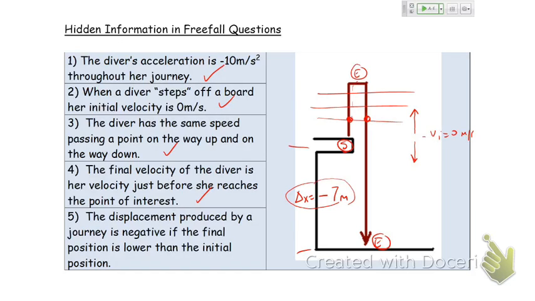I could start the journey here and ask how long it is before she passes the board on the way down. I could ask how far she falls from her highest point to the board. I could ask how long it takes her to reach the water from her highest point. I could ask how far she falls in reaching the water from her highest point.